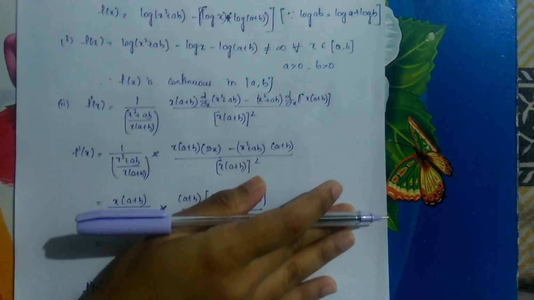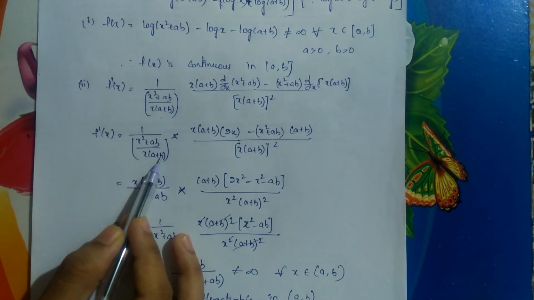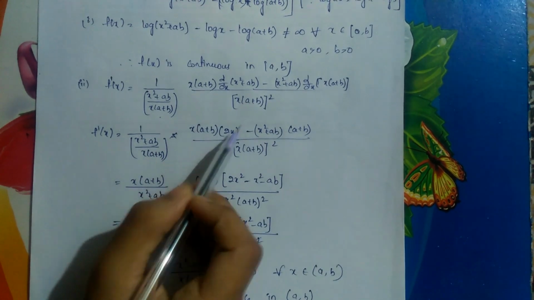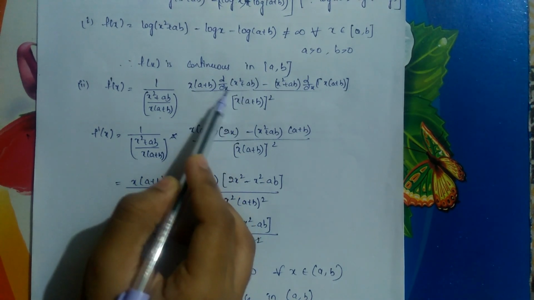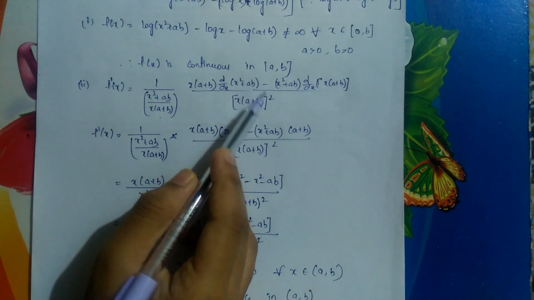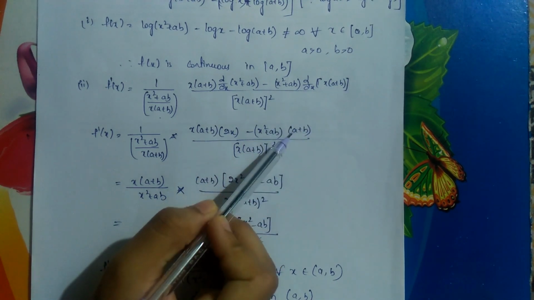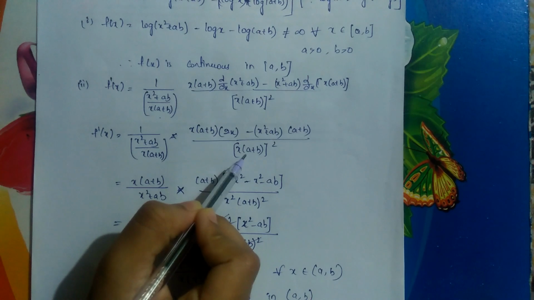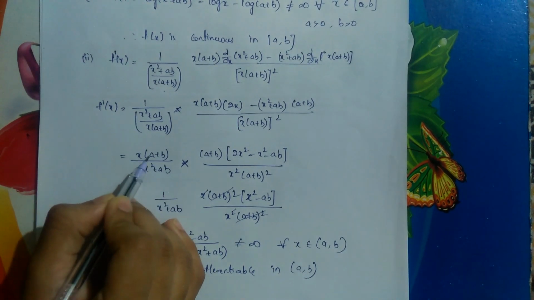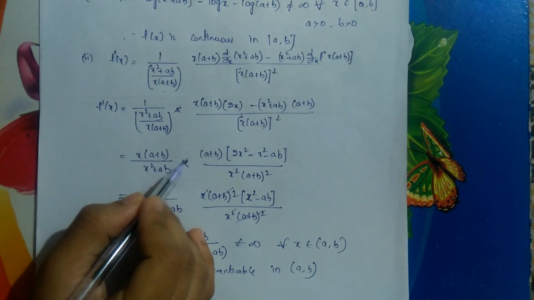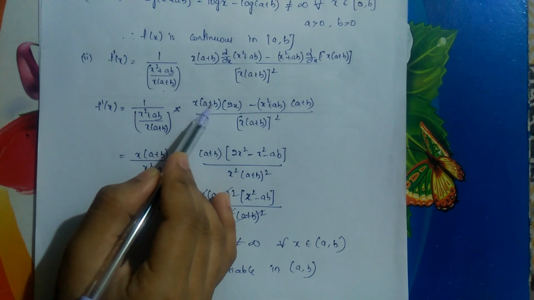Then f'(x) = 1 / ((x² + ab) / (x(a + b))) times [x(a + b) times the derivative of x² + ab, which is 2x, because the derivative of ab with respect to x is 0 as a and b are constants, minus (x² + ab) times the derivative of x(a + b), which comes as a + b], divided by (x(a + b))². Then if it goes into the numerator, we get x(a + b) / (x² + ab) times 2x · x, which is 2x², and from both terms we are taking (a + b) as common.